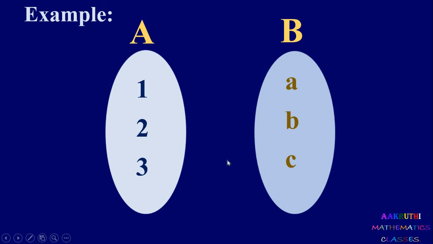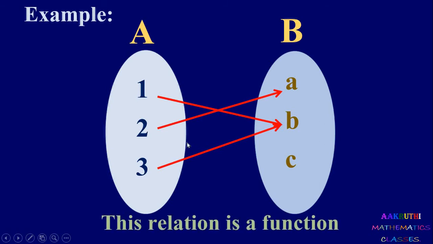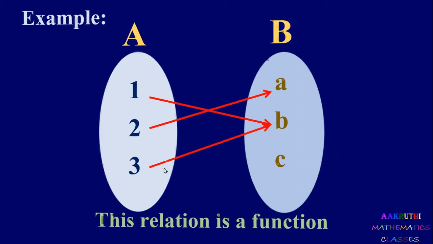Suppose you consider set A with 1, 2, 3 and set B with a, b, c. Now here consider a relation: 1 related to b, 2 related to a and 3 related to b. Now here all the elements of set A have only one relation. So 1 related to b only, 2 related to a only and 3 related to b only. So here all the elements of set A are uniquely related. So therefore this relation is a function. Don't see the second set, see only the first set. So here all the elements of set A are related with only one element. So therefore this relation is a function.